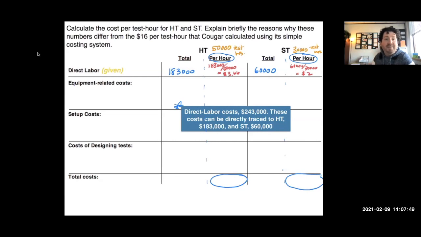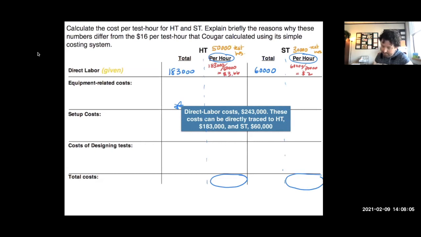Now, in that one, we didn't have to calculate a rate, right? Because direct costs are directly traceable back to a product. Now, in the next three, we're going to have to follow our process. Step one, calculate the rate, allocate the cost. Okay, so two steps in each process.